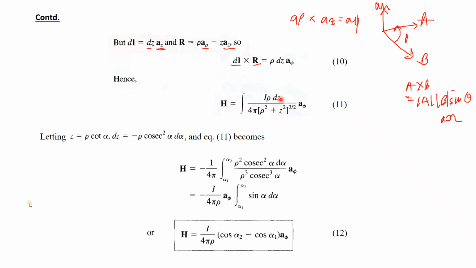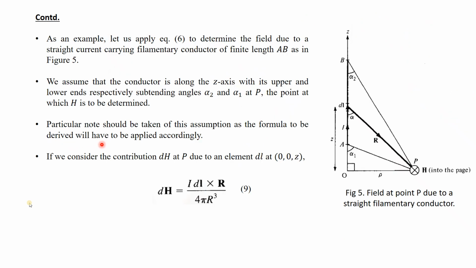Once we put the values from alpha 1 to alpha 2, because we will integrate with respect to dz, and we put the values, we get rho square cosec square alpha d alpha, because we are representing with alpha over here. How? Let z equal rho cot alpha. Let me explain.